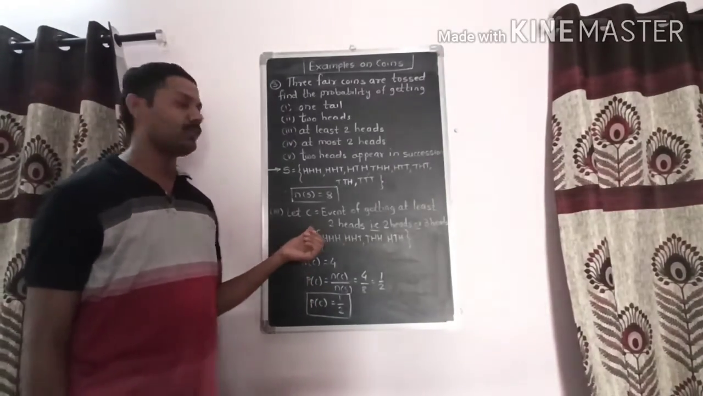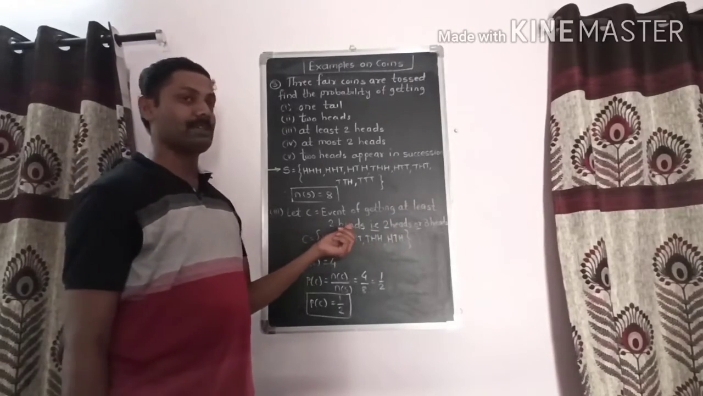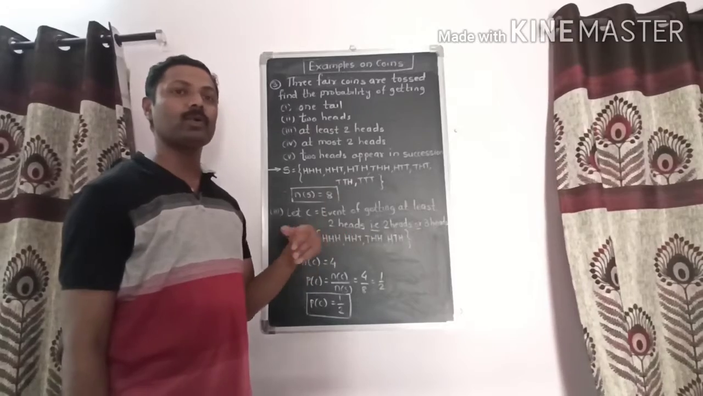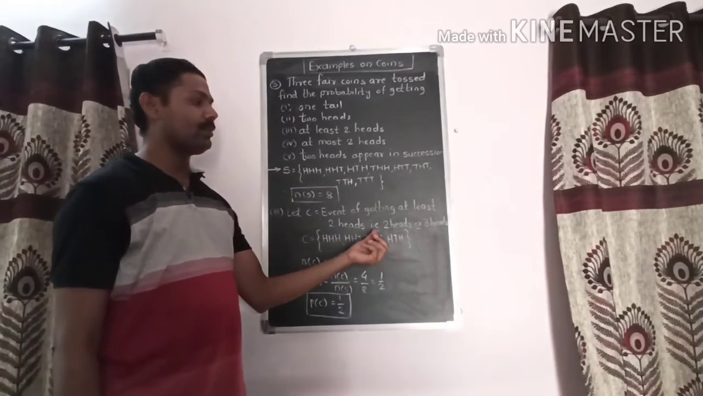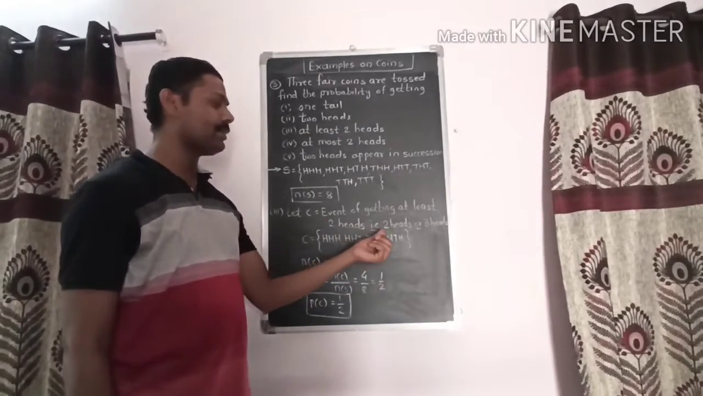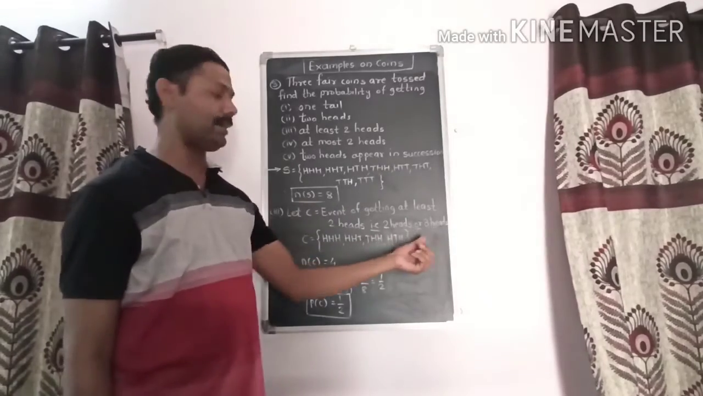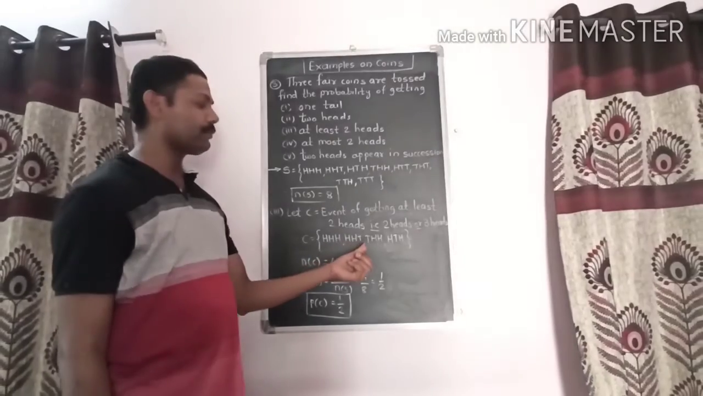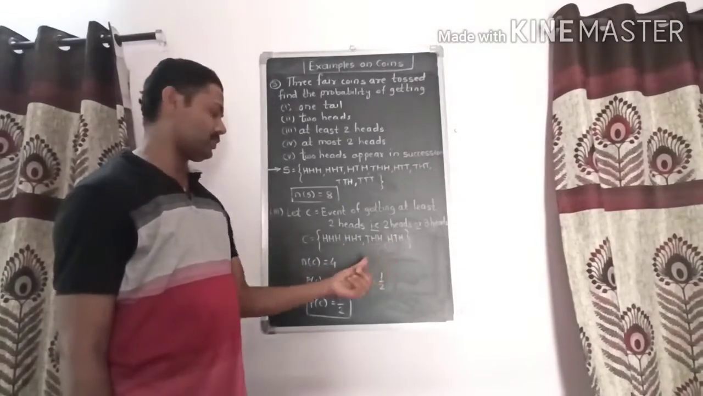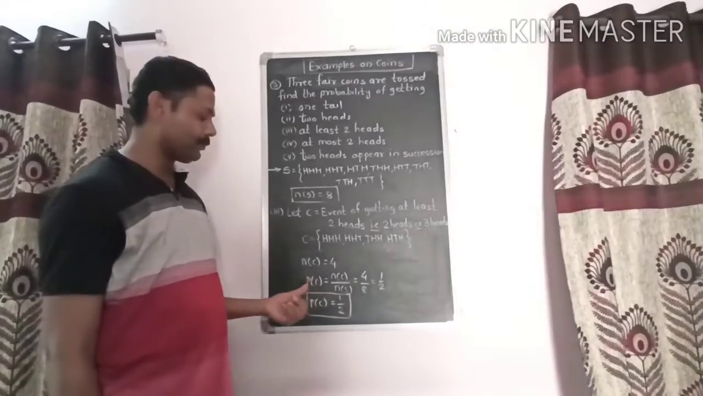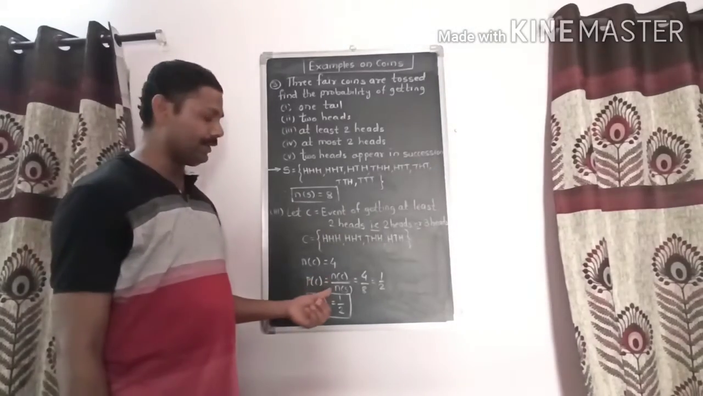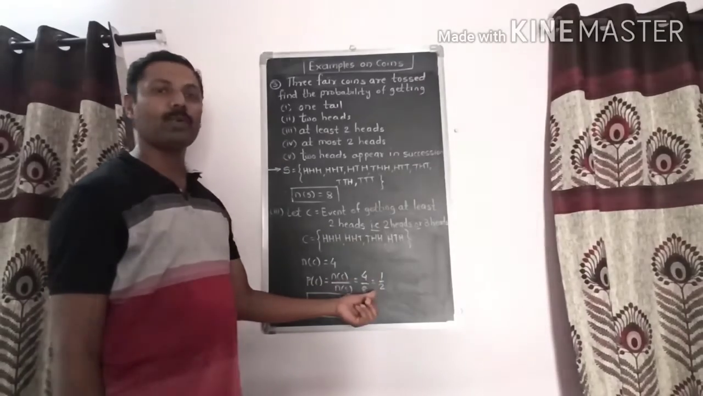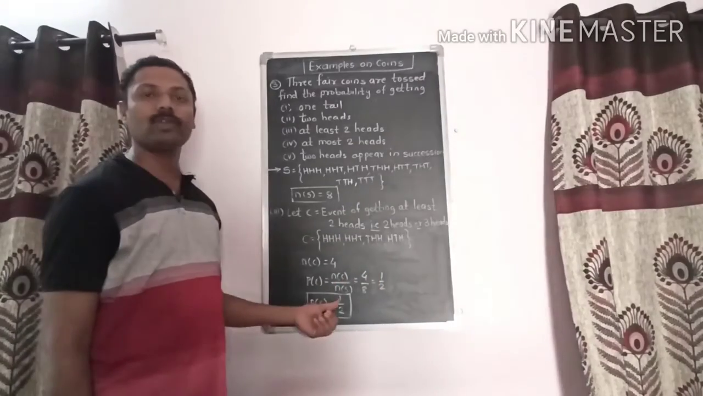Let C be the event of getting at least two heads. At least two heads means minimum two heads should be there. We can take more than two heads also. So there are two options: two heads or three heads. So C is equal to {HHH, HHT, THH, HTH}. So n of C is 4 here. Now P of C is n of C divided by n of S. It is 4 upon 8, which is 1 upon 2. So P of C is 1 upon 2.